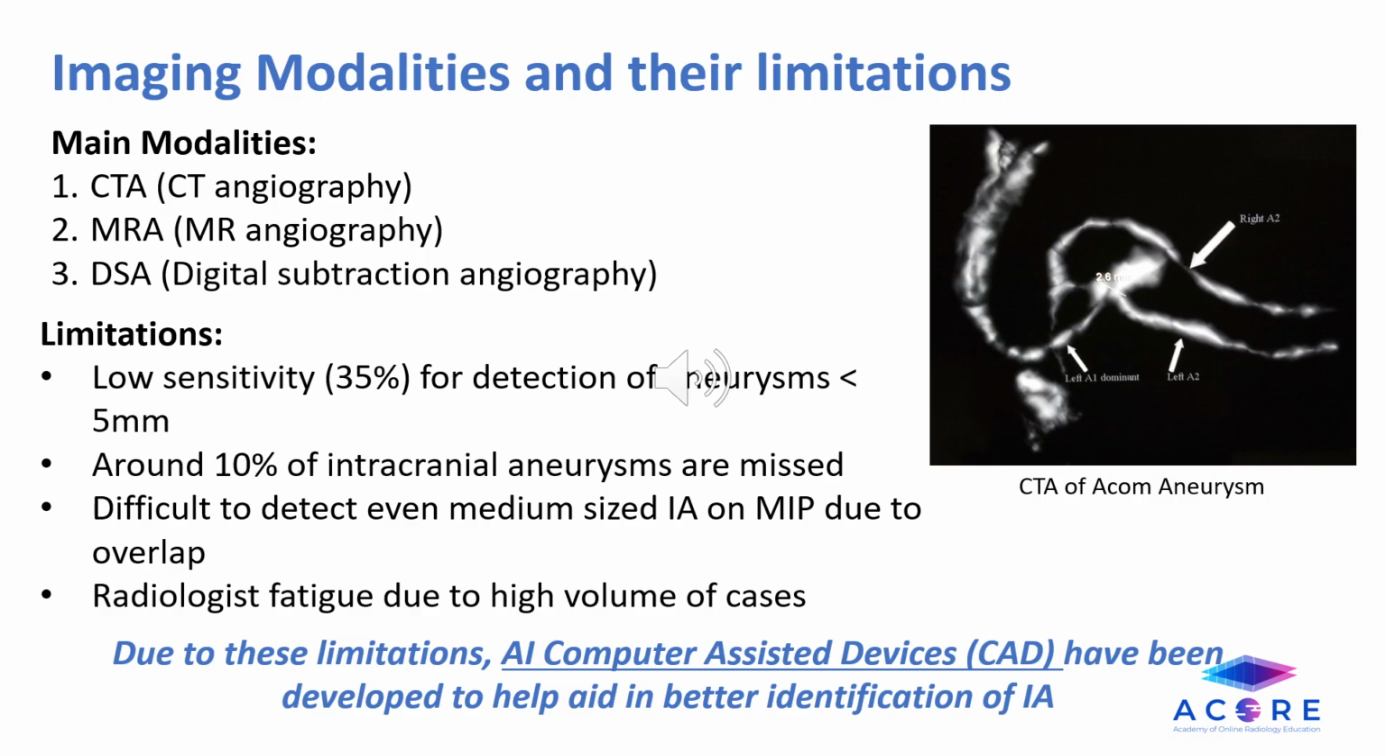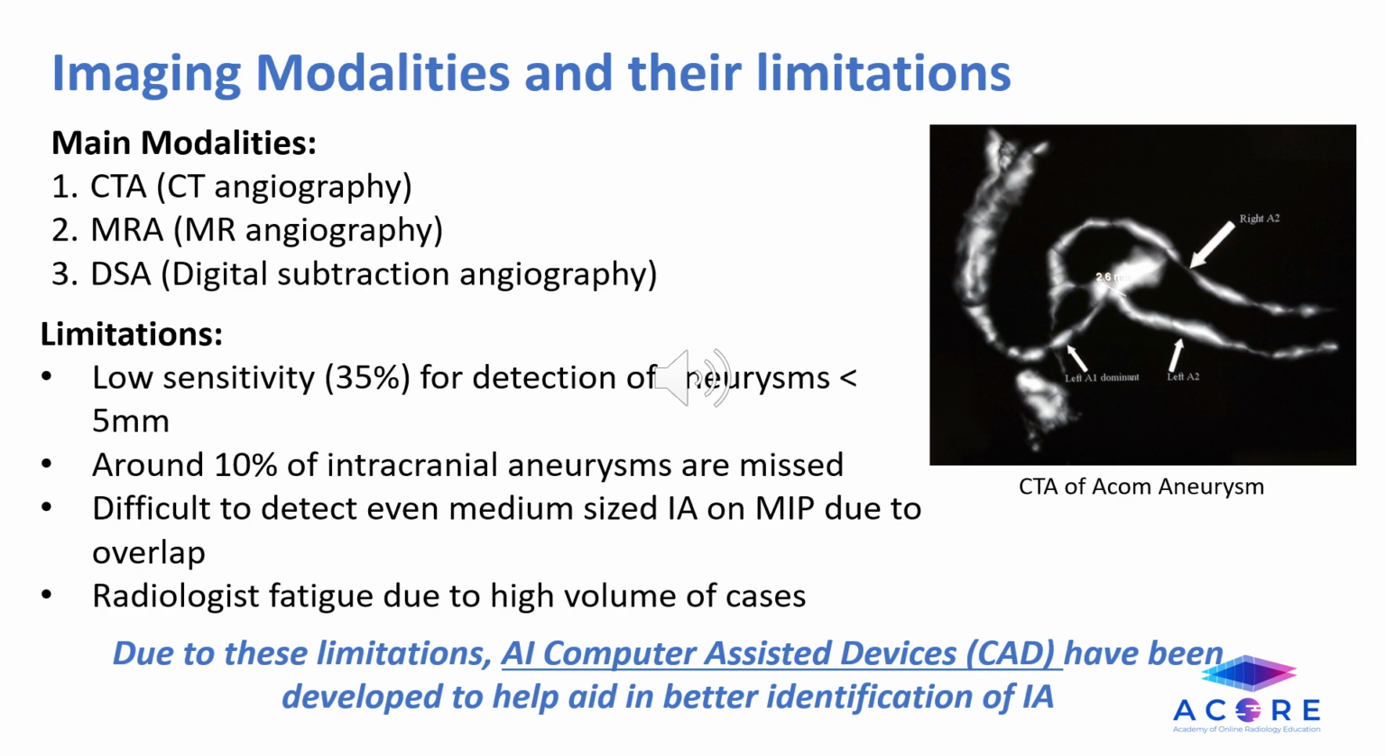MR angiography, or MRA, is non-invasive and doesn't use ionizing radiation, which makes it ideal for follow-up imaging and for patients with contrast allergies. The limitation is that it has a lower spatial resolution than CTA, and flow-related artifacts or motion can make small aneurysms harder to identify. In fact, the sensitivity for aneurysms smaller than 5 mm can be as low as 35%.